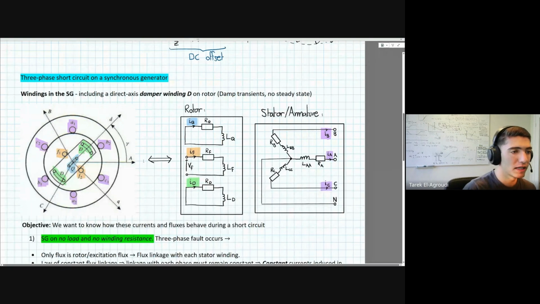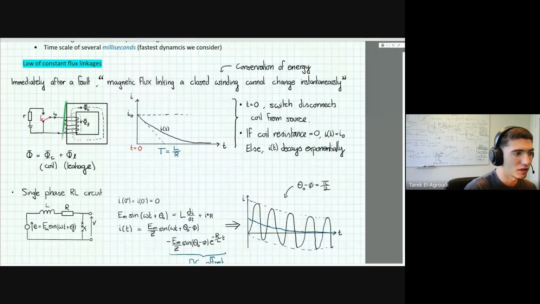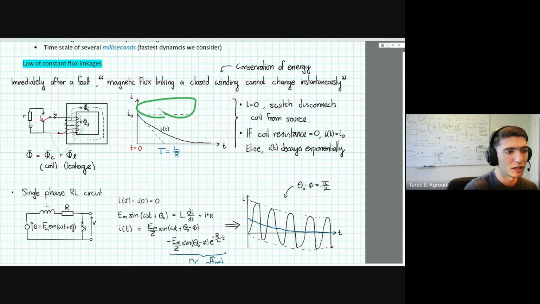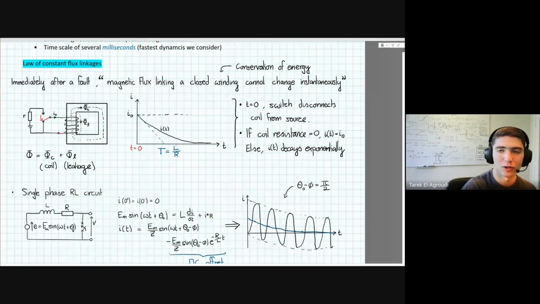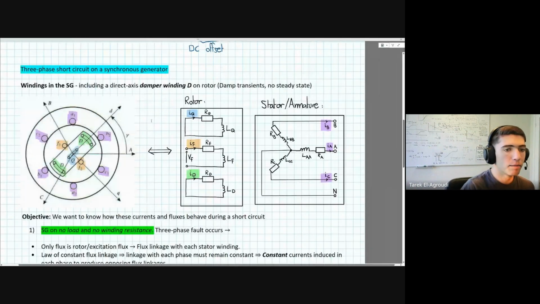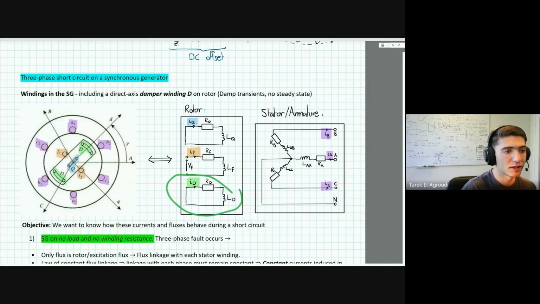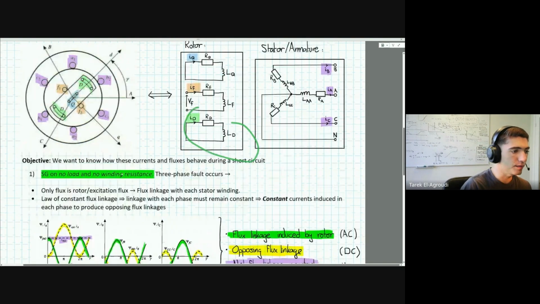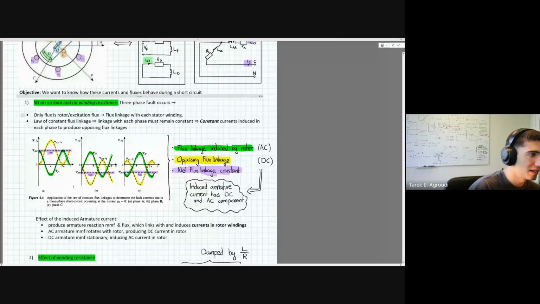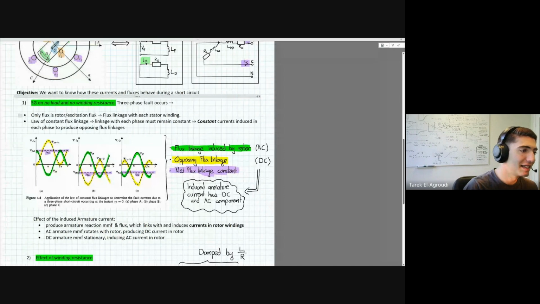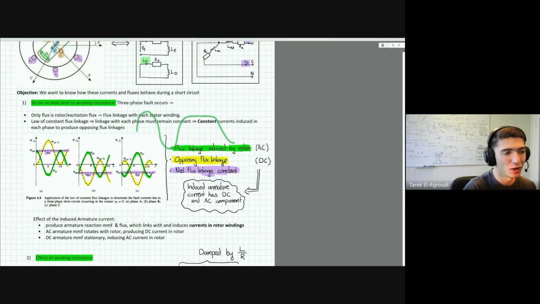And their only purpose is that when, for example, a short circuit occurs, currents will be induced in these coils in order to dampen out this effect so that the flux is as constant as possible. So you have this in the D-axis, and you also have this in the Q-axis. It's saying that if you get a short circuit, then you will get some current induced to maintain the voltage.